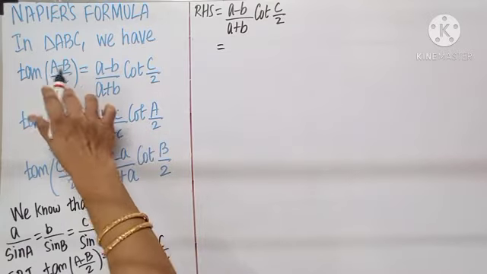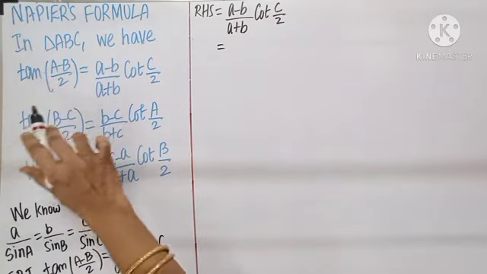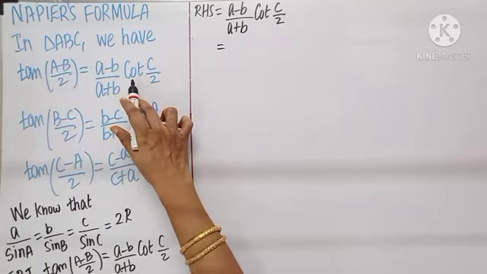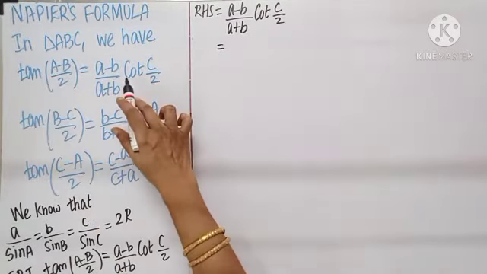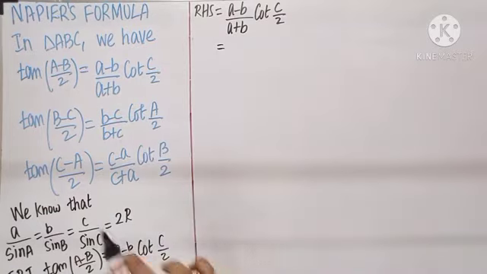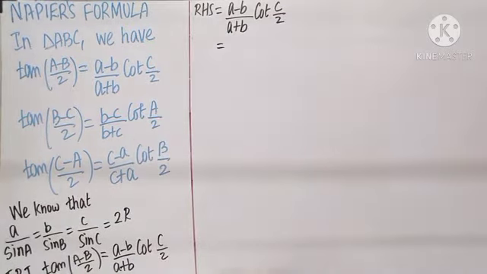Here I have A, B in tan, and on the RHS I have cot of C. So (A minus B)/2 here, and I have cot C/2. Similarly, there are the other two formulas. To show the formula, the very first one, let us try to prove.